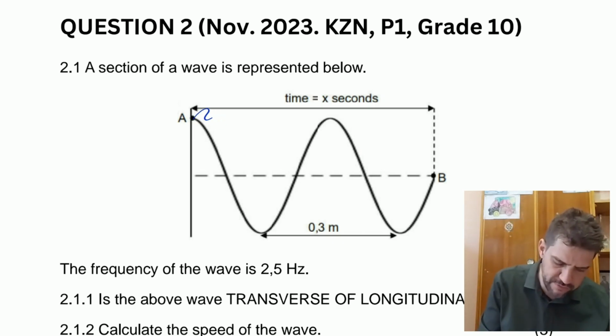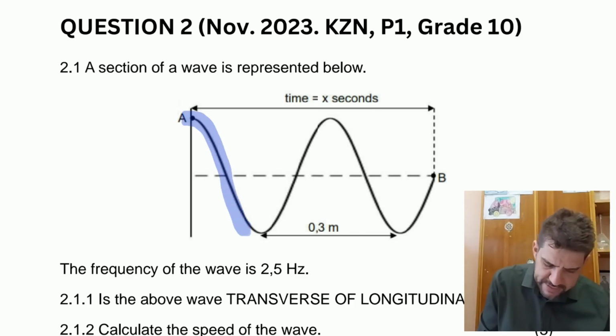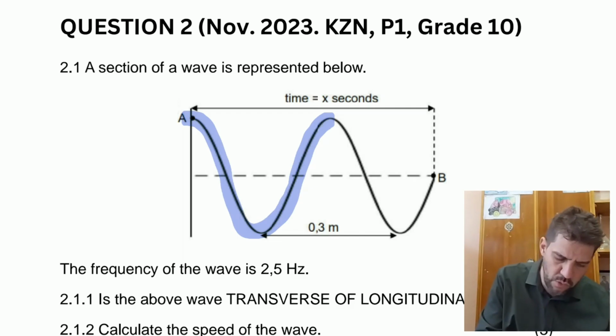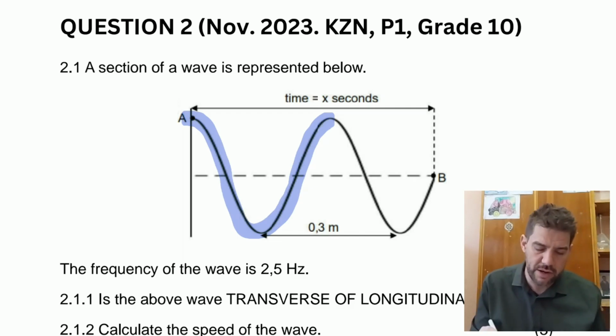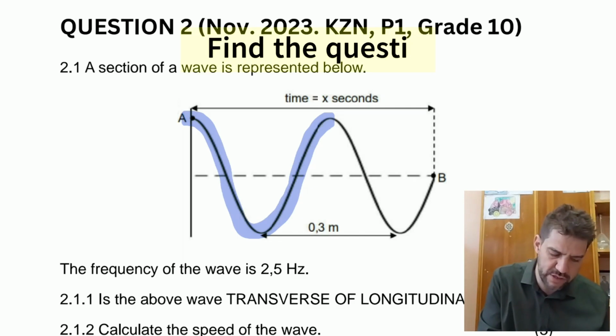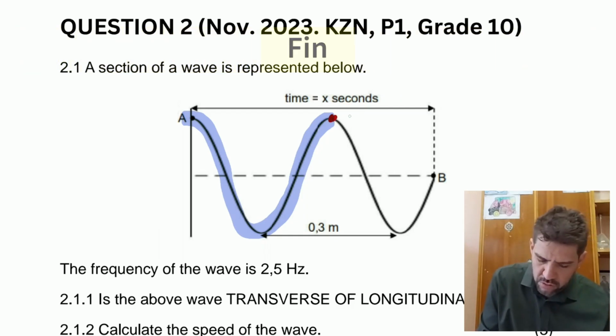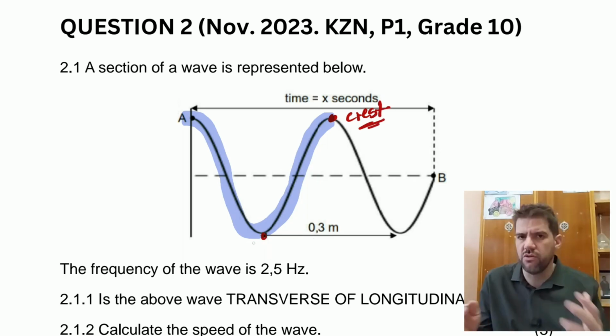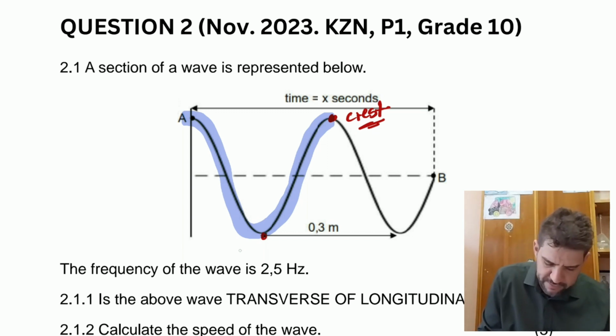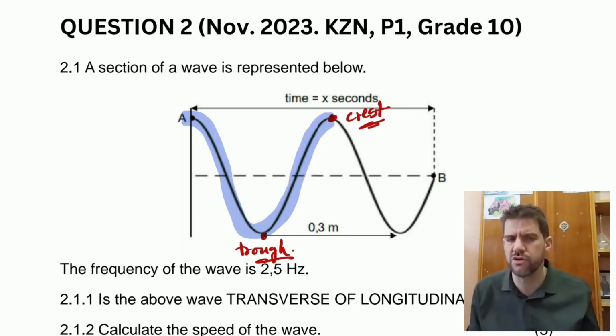Well, if you're starting from point A, from here, and you end at this specific crest, we have in there one wave. Remember, and that is also a good time to revise this. This point is called crest, and the lower point of the wave is called trough. That is an important point to remember now.